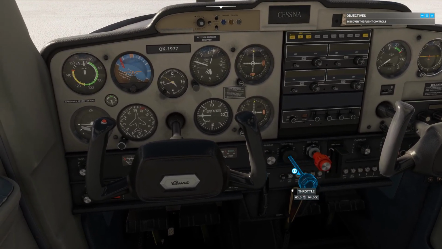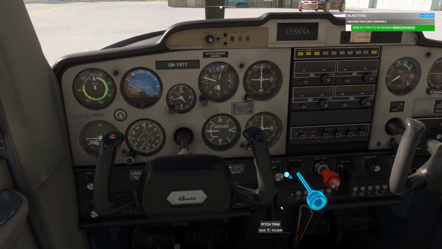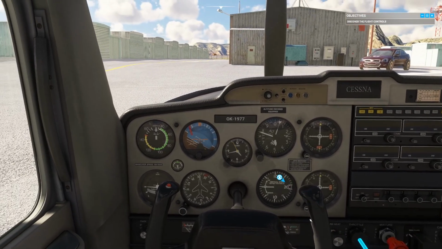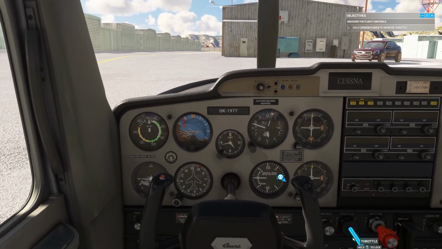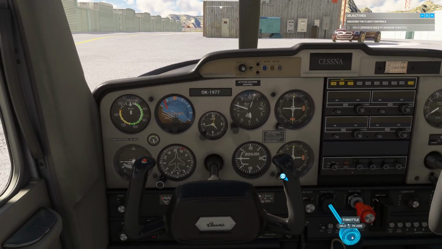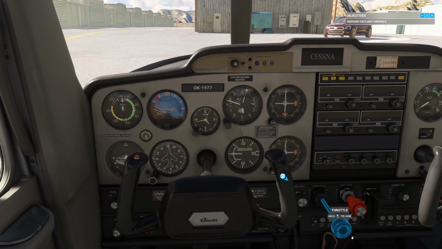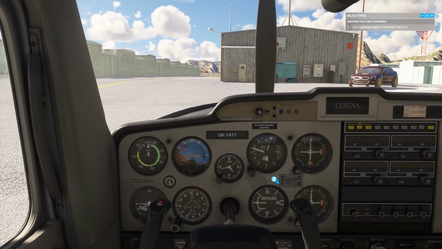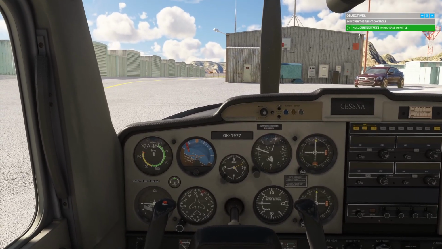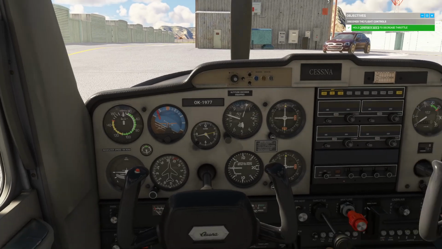Deselect the throttle. Look away from the throttle and increase power. Set your throttle to idle. Excellent.